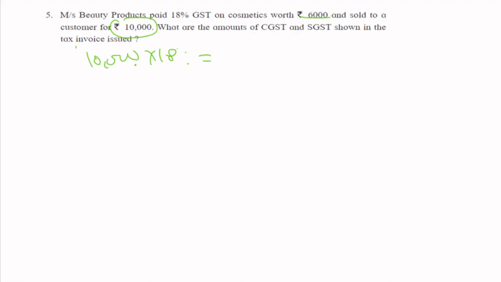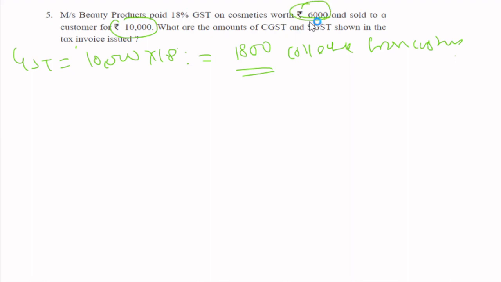And from the customer, how much GST have they calculated? Total GST they collected on 10,000, 18% of 10,000 is 1,800 rupees. This much they've collected from the customer. But how much GST do they have to pay to the government? That will be based on the difference between 6,000 and 10,000. But here the question asks what are the amounts of CGST and SGST shown in the tax invoice. In the tax invoice, CGST and SGST will be shown on the total amount, not on how much he has to pay, because he already paid some GST when he purchased for 6,000 rupees.